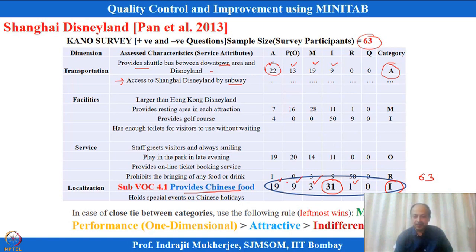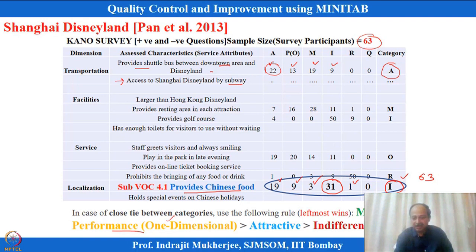But these numbers are hypothetical. If there is a tie, what do you have to do? What will come in the final category list? Kano has also mentioned which should be given priority. If there is a conflict between must-be and performance categories, both giving the same rating out of 63, say 50-50, then for any two categories that tie, you have to give priority to the must-be category over the performance dimension.